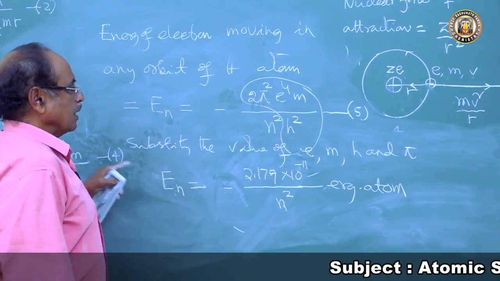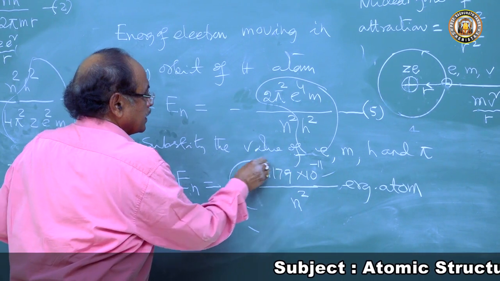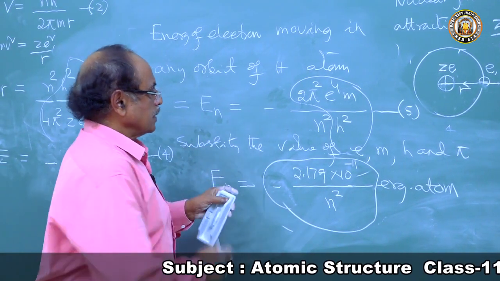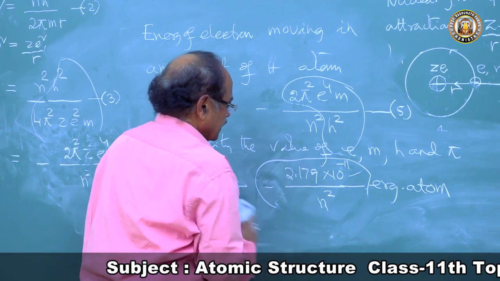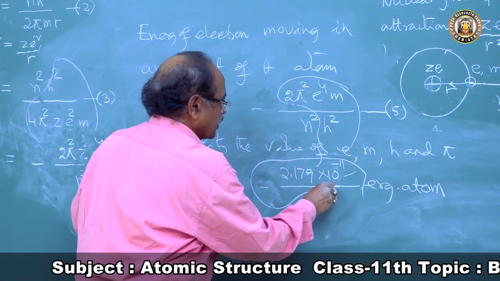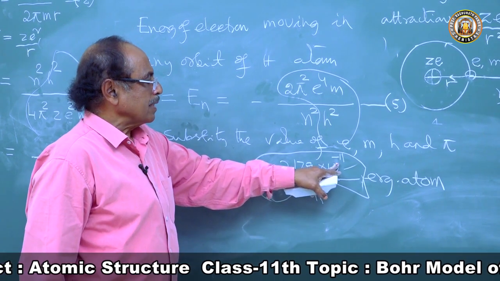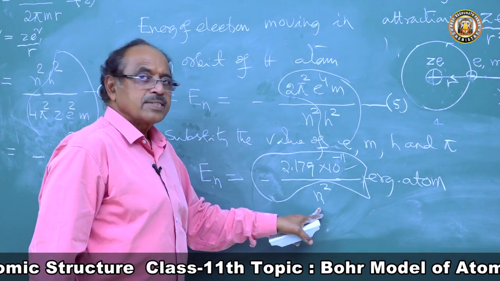So this is the constant. 2.179 × 10^-11 erg per atom is the constant, divided by n square.